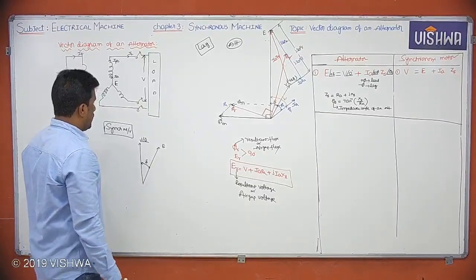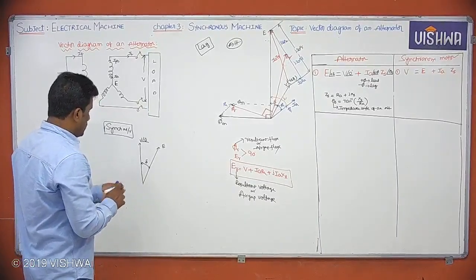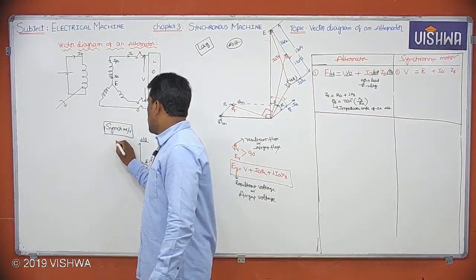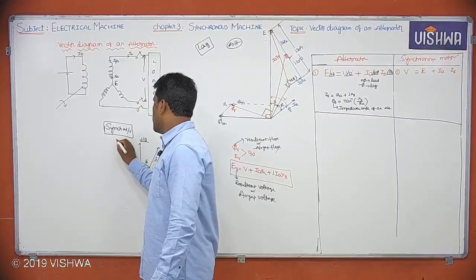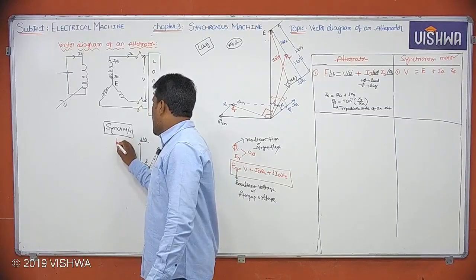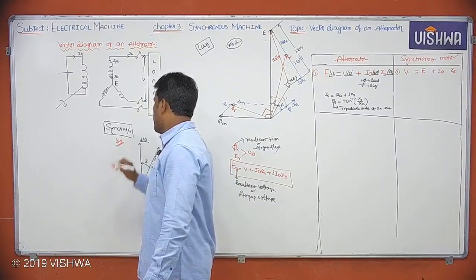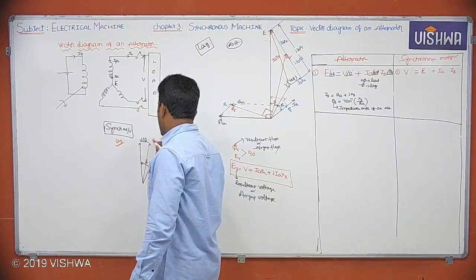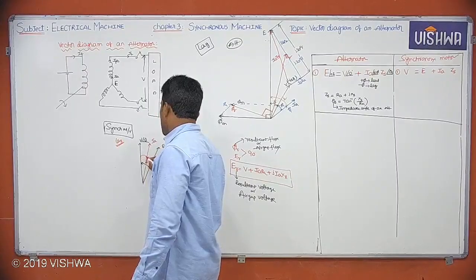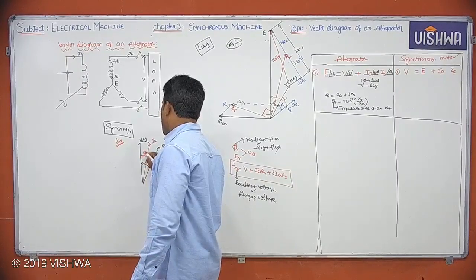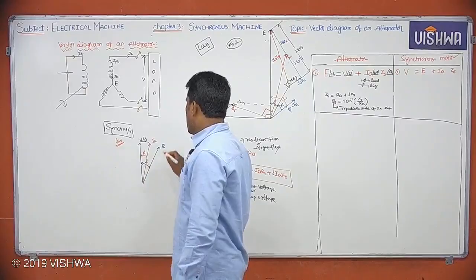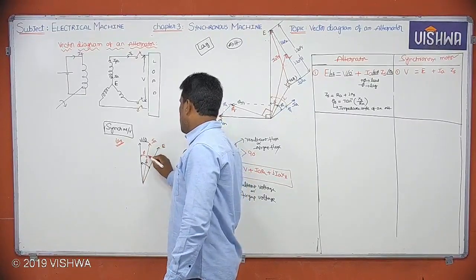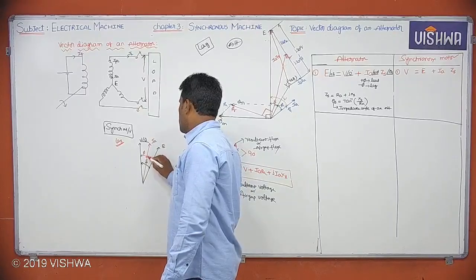Now suppose if synchronous motor is operating at lagging power factor, that means Ia lags V by an angle of something. What is that angle? Phi. And what is the angle between Ia and E? Phi.